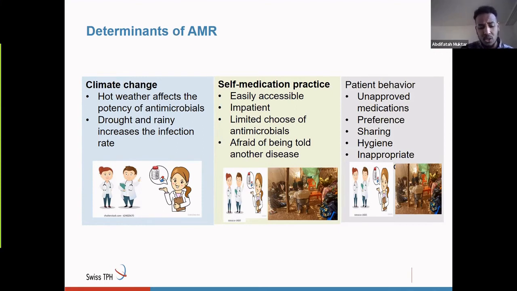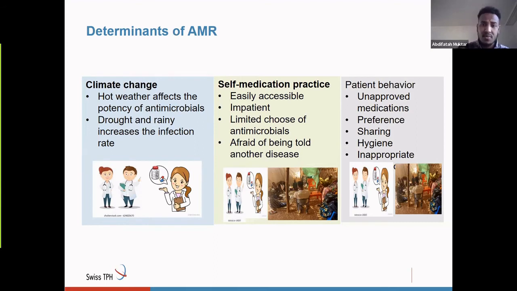The other thing they mentioned was about the drought and the rainy season. During these times, there is a high increase in the infection rate in the hospital, so the number of patients increases. They said that by this, inappropriate use or misuse of antibiotics may increase, and self-medication practice will also increase. This might lead to antimicrobial resistance.